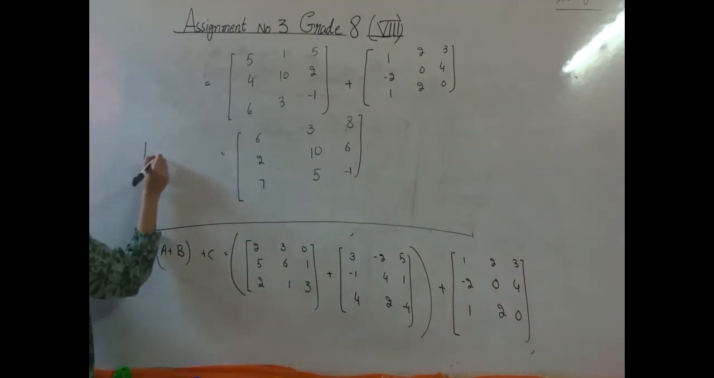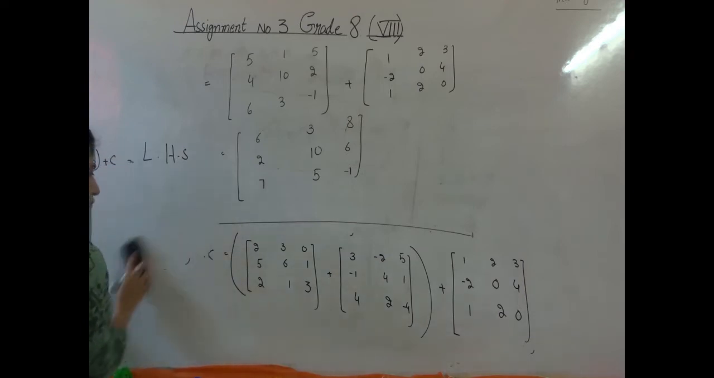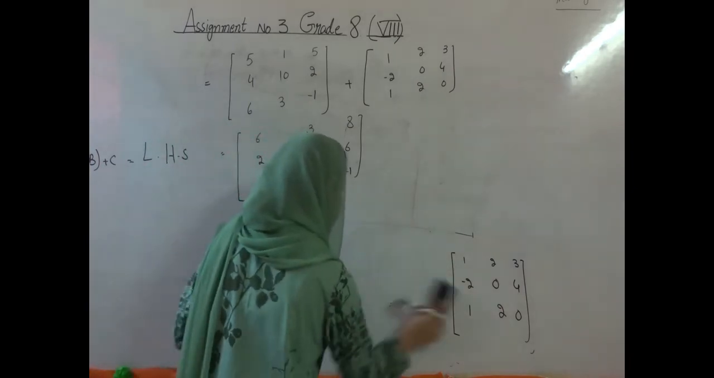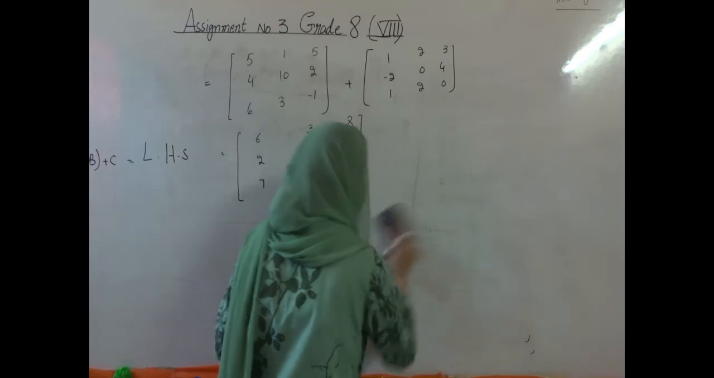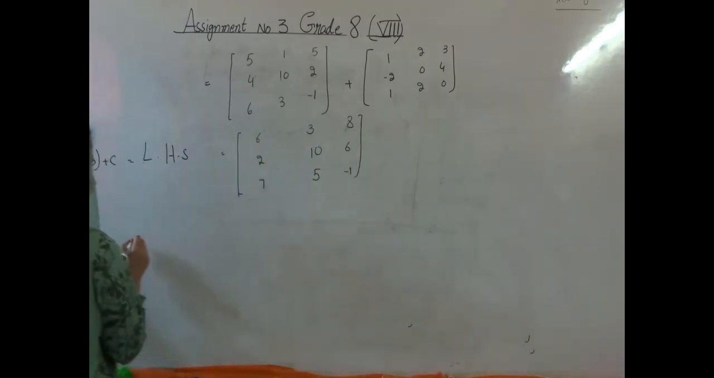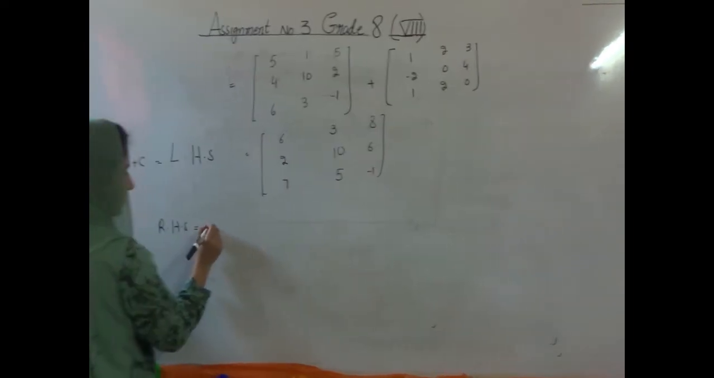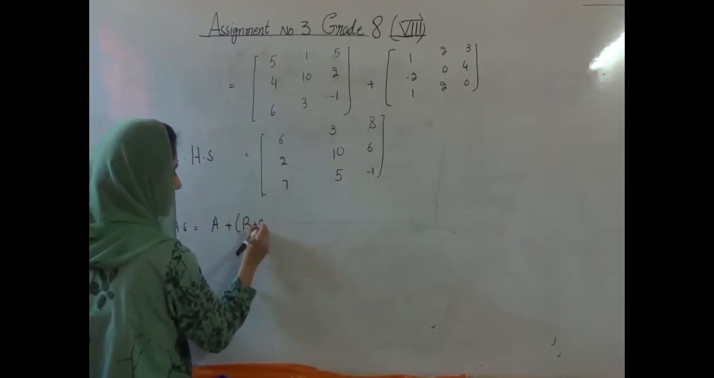This is the left hand side, A plus B plus C. So after this we will solve the right hand side and find out the answer. So the right hand side is A plus B plus C.